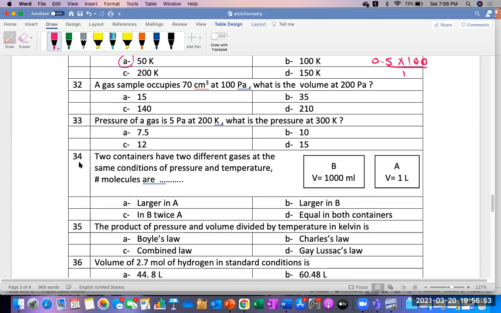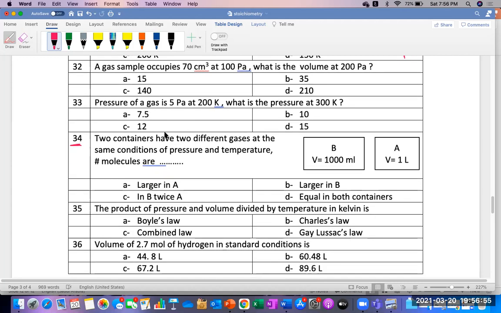Okay, I will go for this one. Two containers have two different gases at the same conditions of pressure and temperature. So they have the same pressure and the same temperature. What is the number of molecules inside each one? We need to check the volume. Here we have 1000 milliliters and here 1 liter, which means they have the same volume. If they have the same volume, the same pressure, and the same temperature, they will have the same number of molecules. So they will be equal.